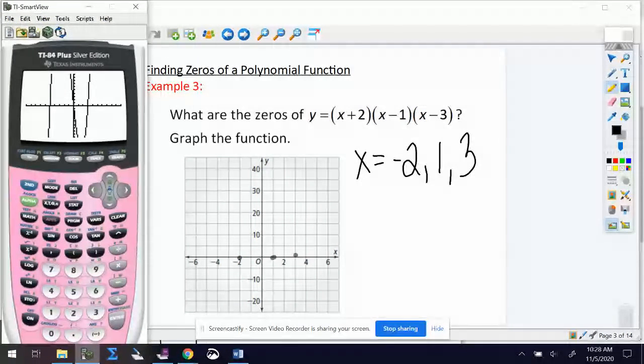To finish it, I can use a calculator to go through and graph. So I'm going to go to y equals, and I'm going to type in the entire equation, and you can keep it in factored form. You do not have to distribute it and FOIL it to get it back to standard form.